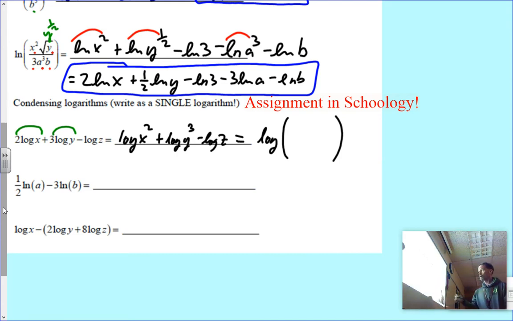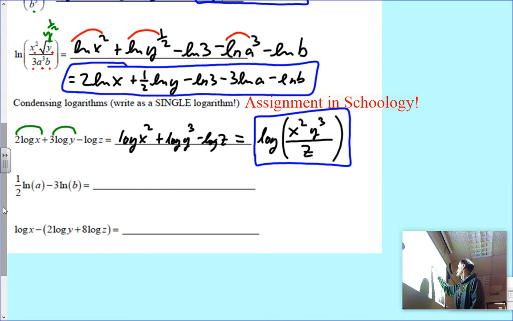Just as you start, if that first term is positive, we know it's going to go on top. So it's going to be x squared. If you see a plus, we're going to multiply that argument. So x squared times y to the 3rd. As soon as you see a minus, that means you have a fraction, and that argument is going to go on the bottom. And that is your answer. And remember, you can always check your work by doing the expansion, and seeing if it equals what your problem was. In this case, it would.